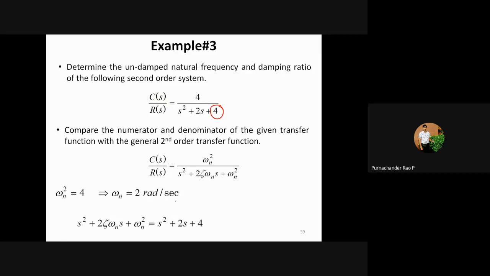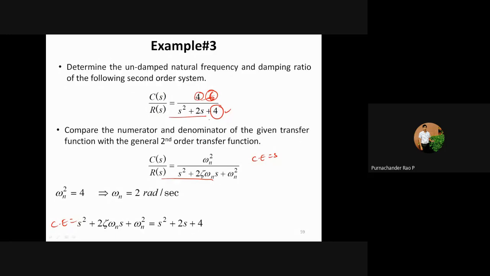And then we need to compare the characteristic equation. In some cases the numerator value may be 6, here this may be 4 and this may be 6. So no need to go for this value, just compare the characteristic equation. The characteristic equation of the system is directly given as s square plus 2 zeta omega n into s plus omega n square.